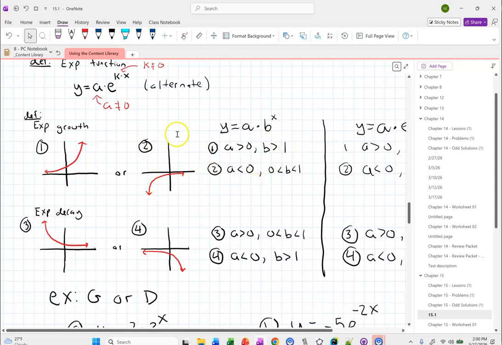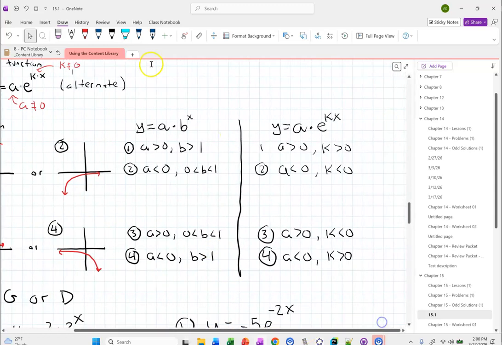And I get graph 2, the other type of growth, when a is negative and b is between 0 and 1. So like a half or a third or 0.75 or something, you know. And I get decay, graph 3, when a is positive and b is between 0 and 1. And I get this decay when a is negative and b is greater than 1.